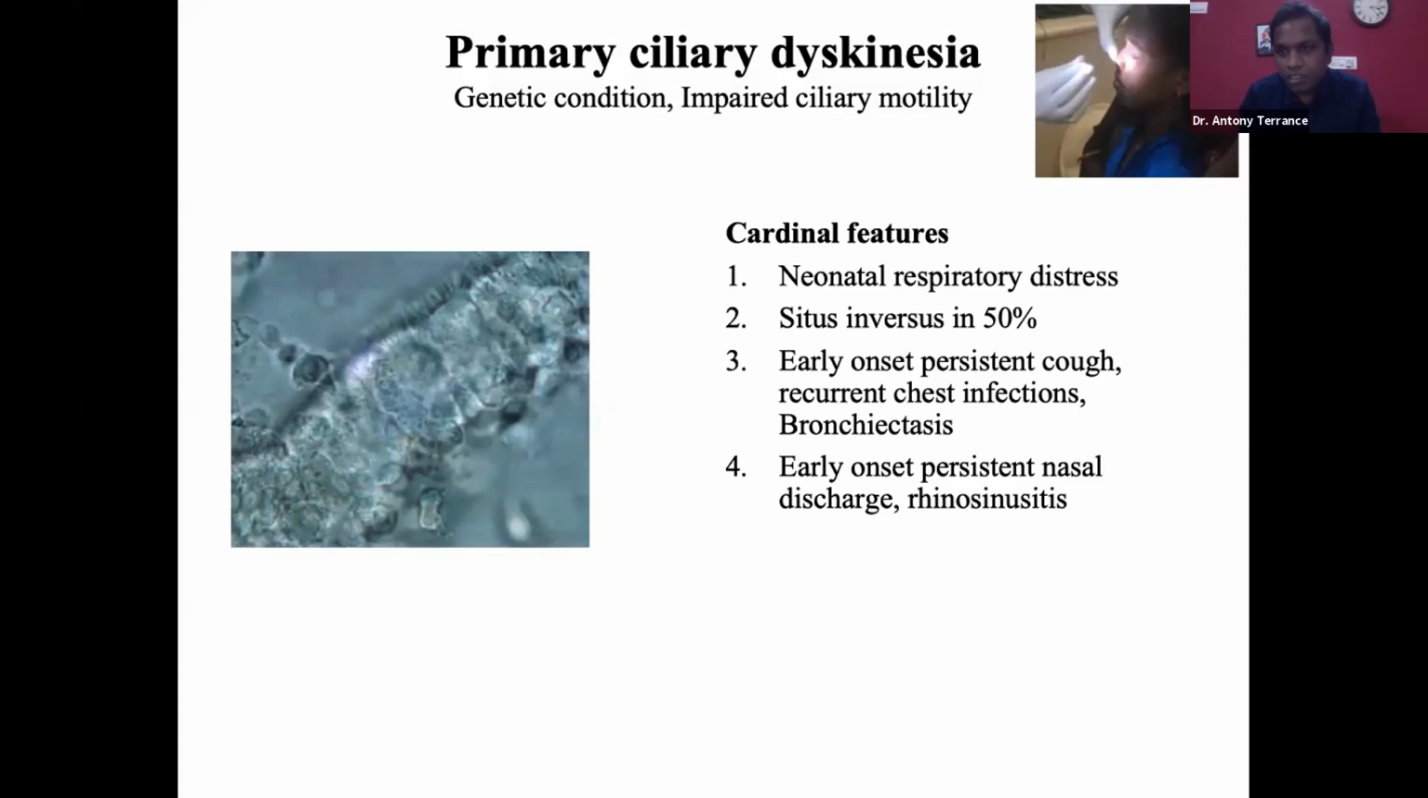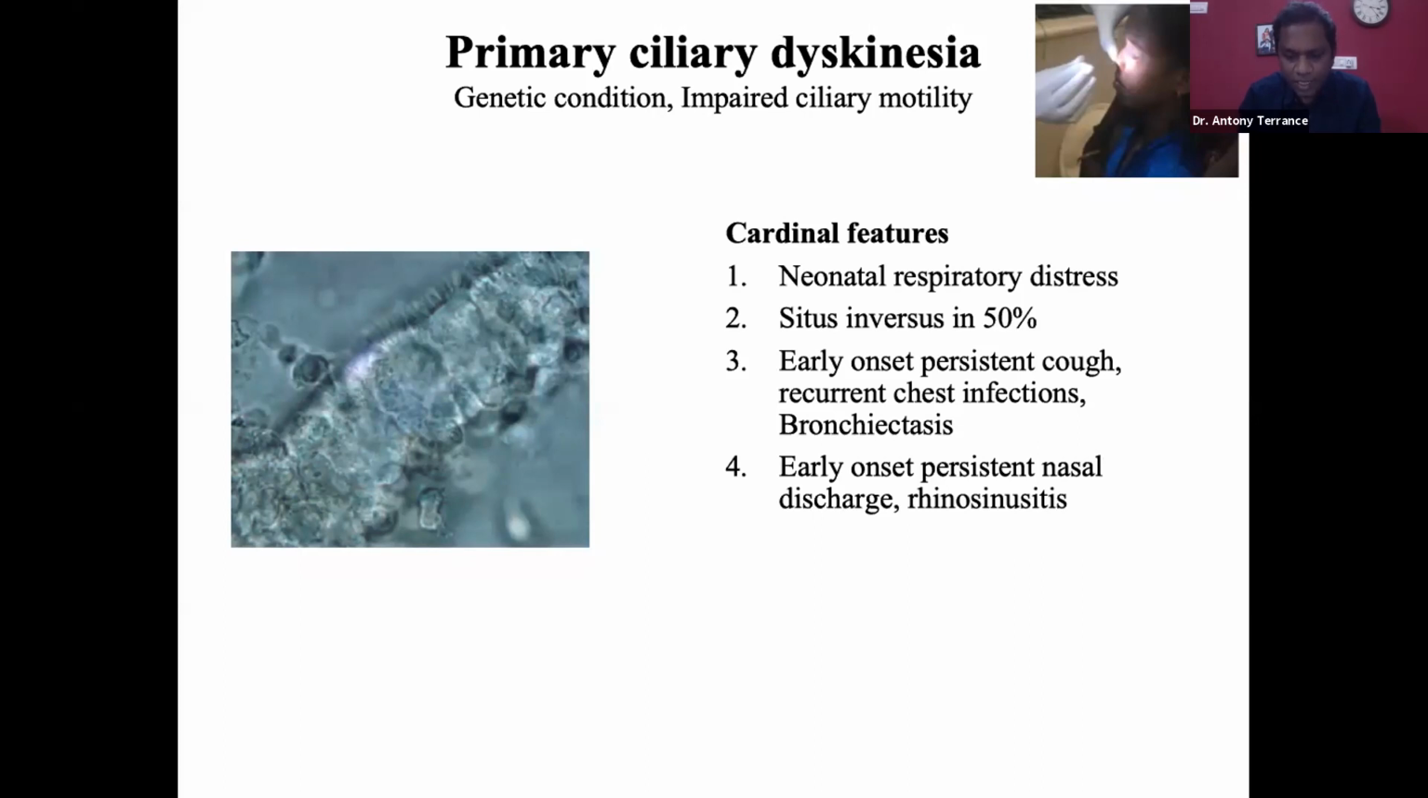Third is persistent upper respiratory symptoms. Usually persistent nasal discharge; they will be very snotty, always with purulent nasal discharge. These children also have intermittent ear infections. The fourth is persistent early onset lower respiratory symptoms. We said upper respiratory initially; this is lower respiratory, usually in the form of wet cough, and later on they can have bronchiectasis. If you can identify any 2 of these 4 cardinal features, you can make a clinical diagnosis of primary ciliary dyskinesia.